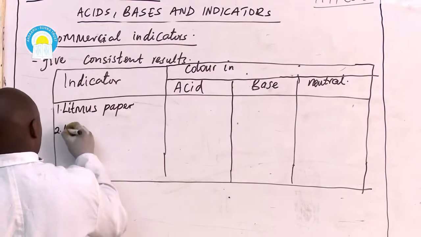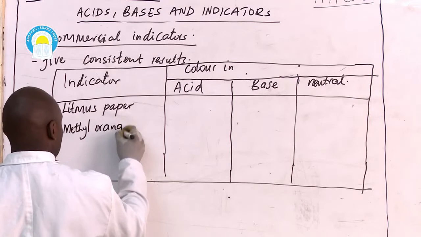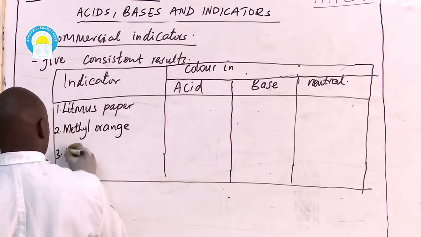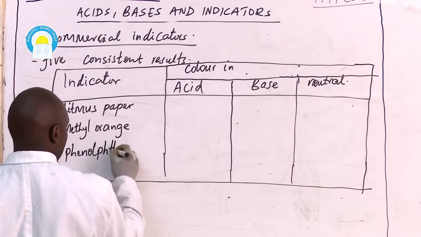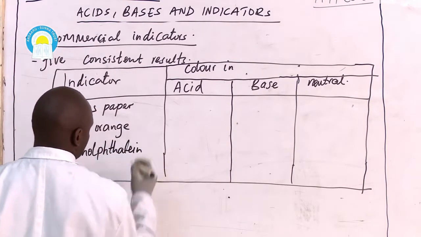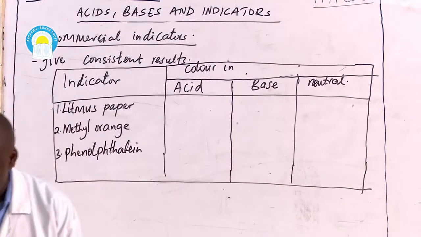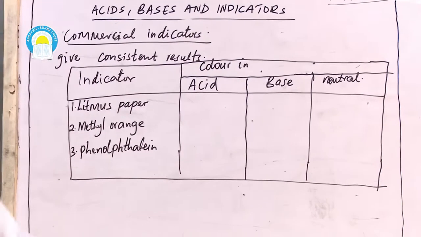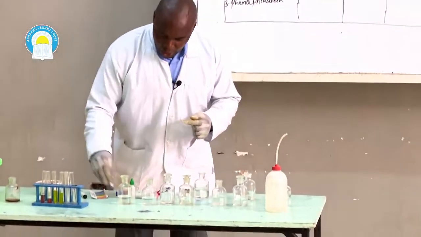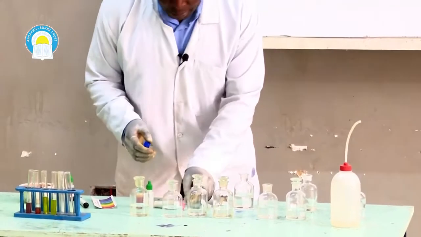Then we have methyl orange indicator. Then we have number 3, phenolphthalein indicator. So we are going to fill in this table by doing some small demonstrations here. Let me start with litmus paper.